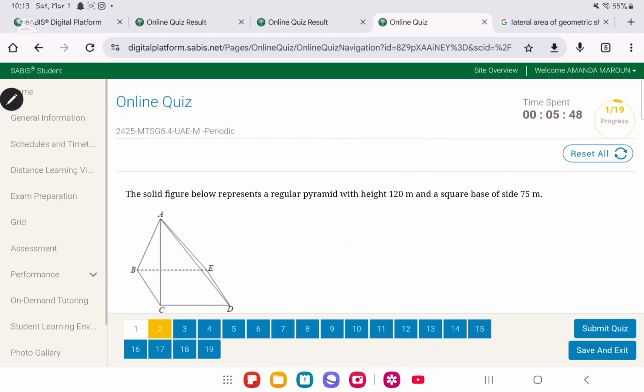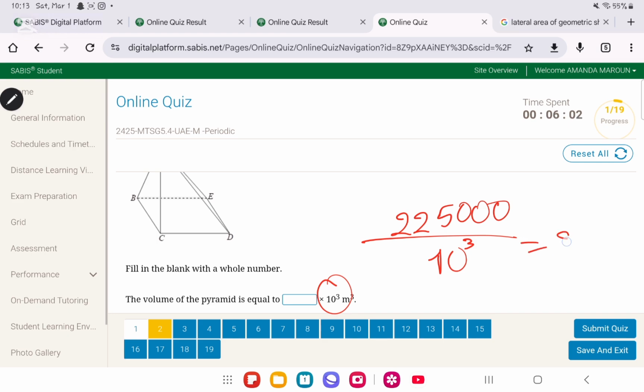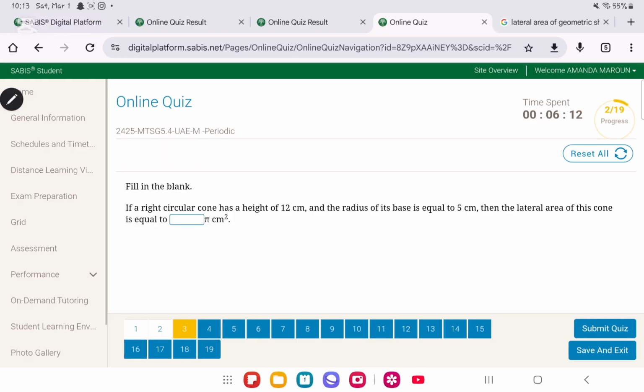225,000. Now, if you go down, they needed what? They needed 2 times 10 to the power of 3. So 225,000 divided by 10 to the power of 3. You can easily do it on your calculator. You are going to get 225. So very simply, in the box, you are going to put 225. We move on to question number 3.